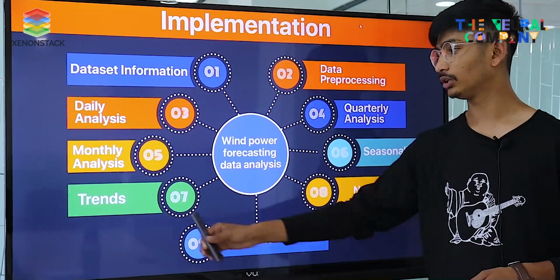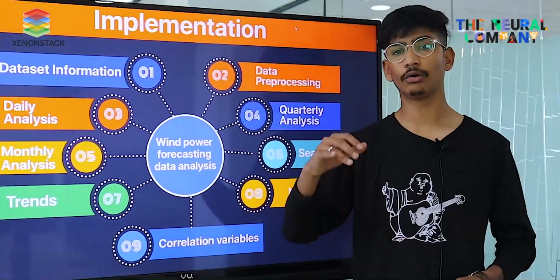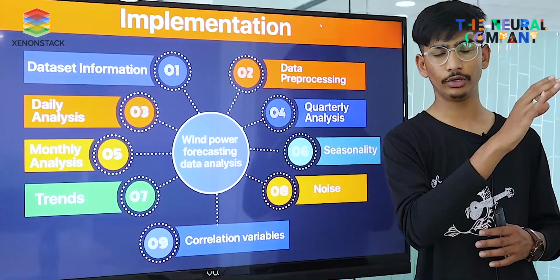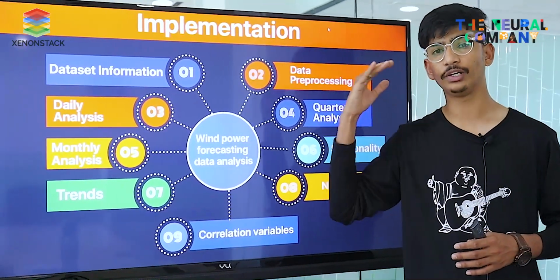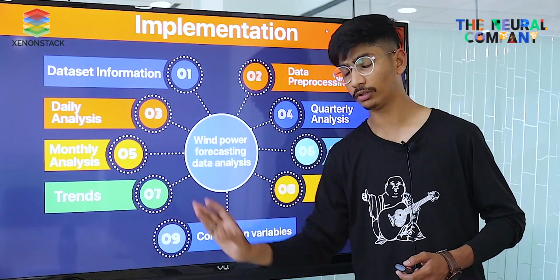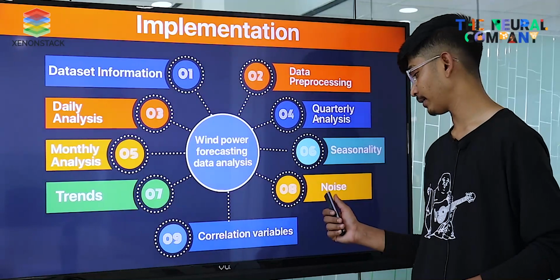And then comes trend. Is there any trend or pattern in the data, and is it following any trend for the data set? So in this analysis, I found the trends, and the next step is noise.